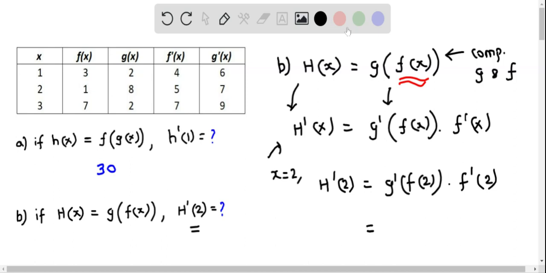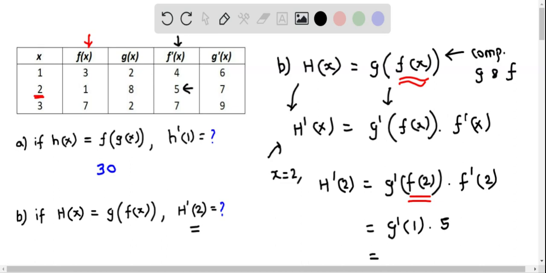I'm going to first find f of 2. I look at the f of x column, at x equal to 2, which is the second row. So the value is 1. I can replace f of 2 with 1, so this becomes g prime of 1, and we have to find f prime of 2. I look at f prime of x at x equal to 2. So 5 is the f prime of 2. I put 5 here.